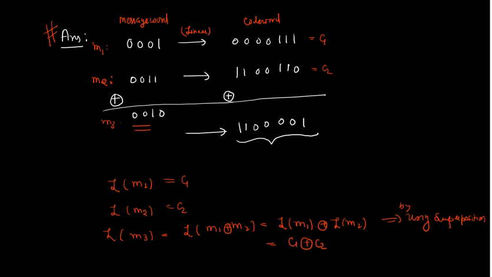And since they have specified that the mapping is linear, the addition in the message domain, if M3 is the summation of M1 and M2, then C3, which is the code word corresponding to the message word M3, will be the summation of C1 and C2. So if you just sum it, you will get the answer. So our answer is 1100001.